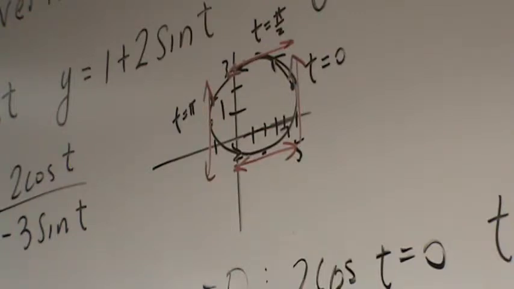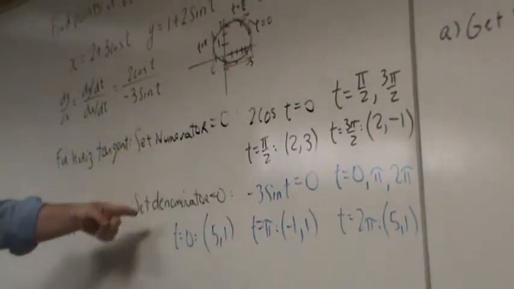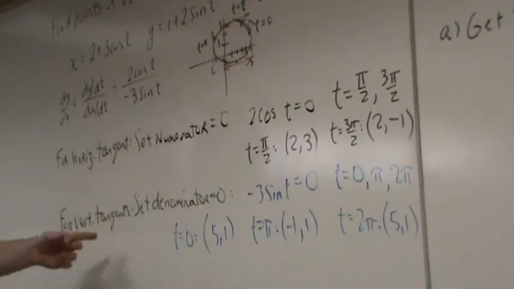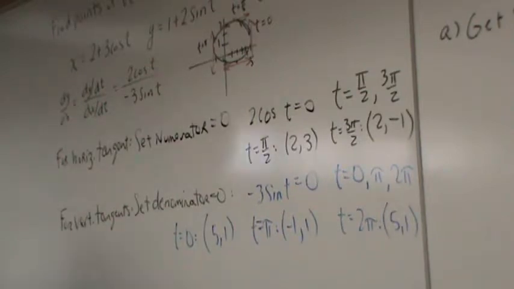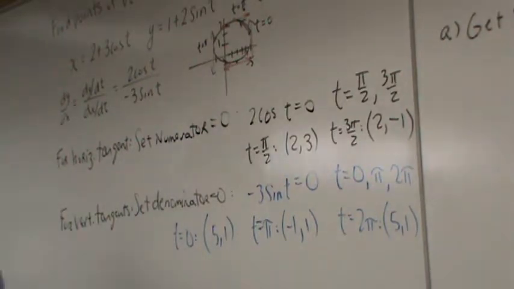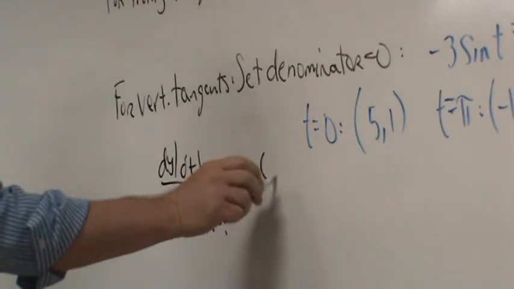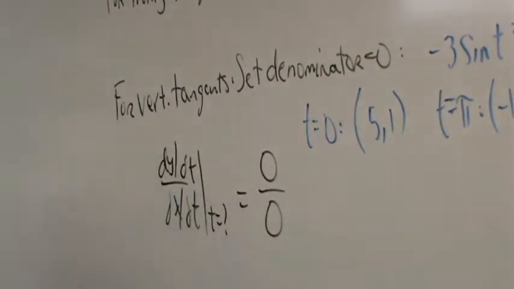And just remember who gets to be set to 0. For horizontal tangents, set the numerator to 0. For vertical tangents, set the denominator to 0. Let me ask you one more question. What if there ends up being a value that makes both the numerator and the denominator 0? That is, what if there was some weird, special value such that when you plug it in, you end up with 0 over 0? What are you going to have to do to decide if it's a vertical or horizontal tangent?